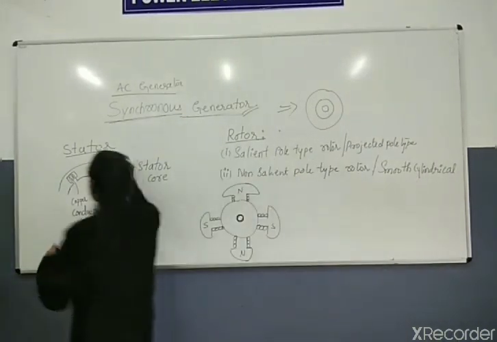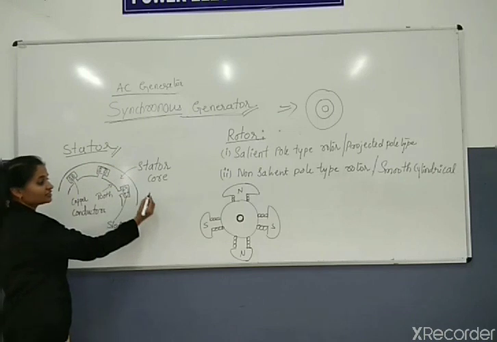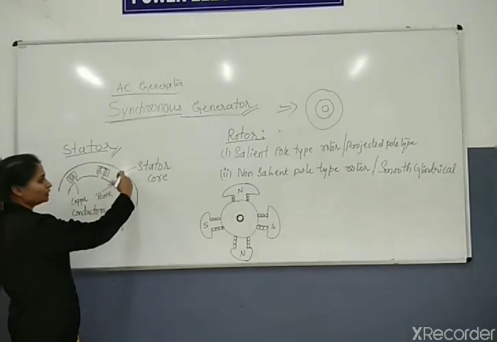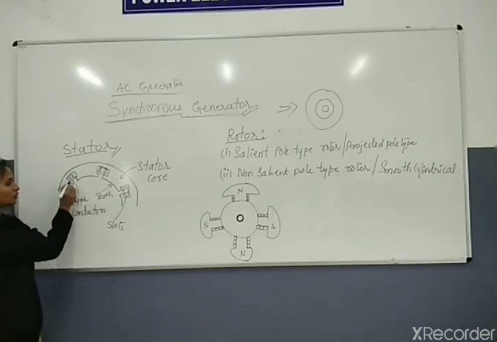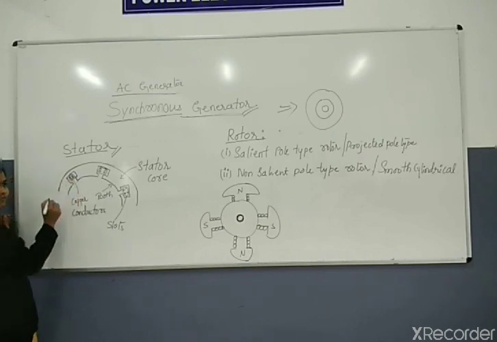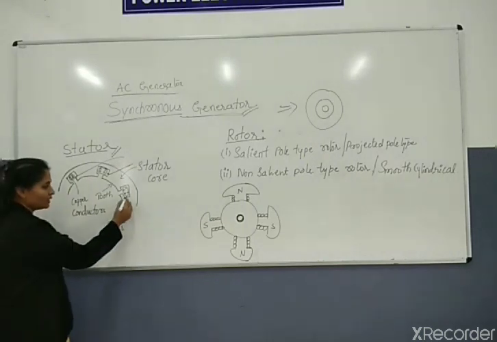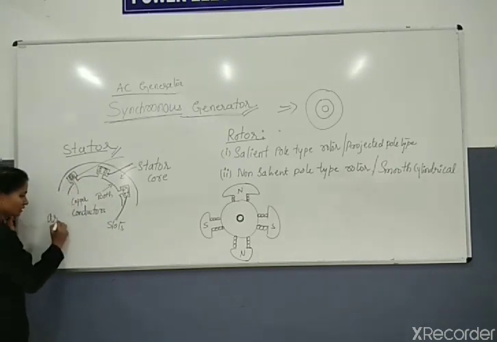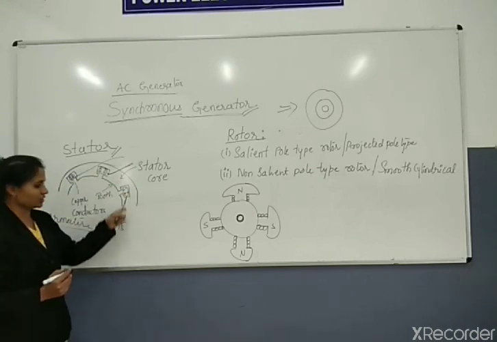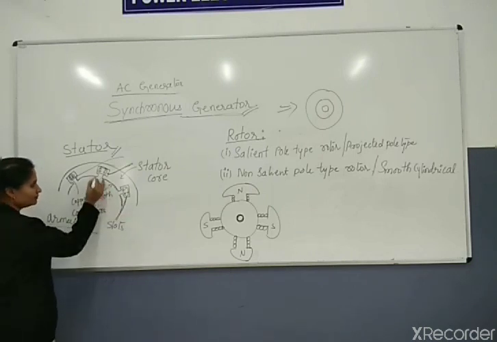Let's see what the stator parts are. As we know, the stator is made of thin laminated sheets combined together, which forms a core. Within that, these are your stator slots, where you can place the conductors. Remember, armature conductors have to be placed in the stator. And these are the teeth of the stator.